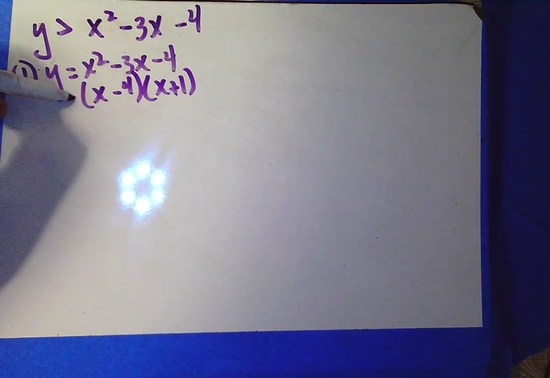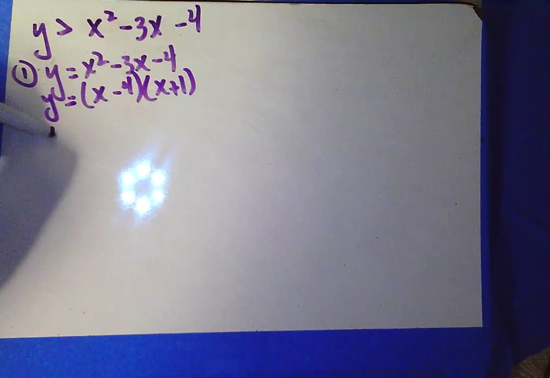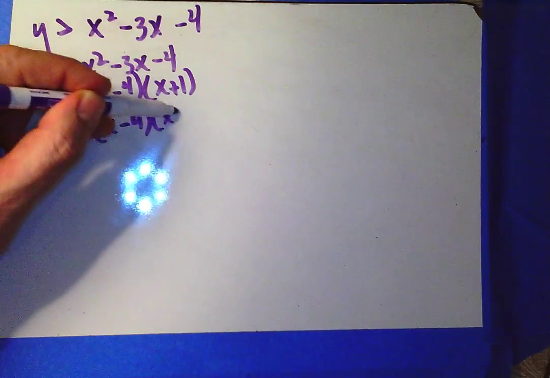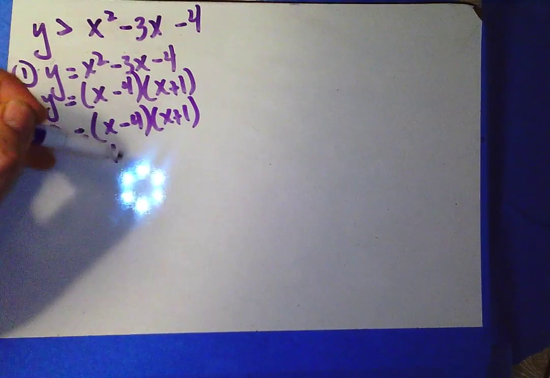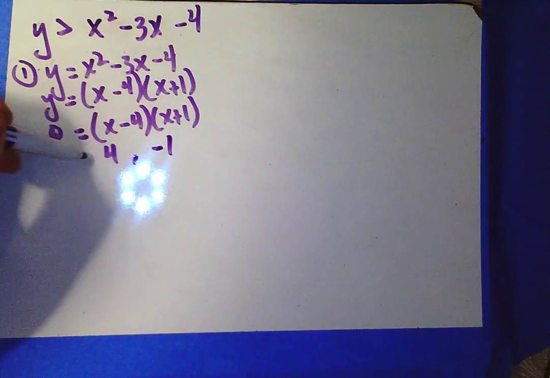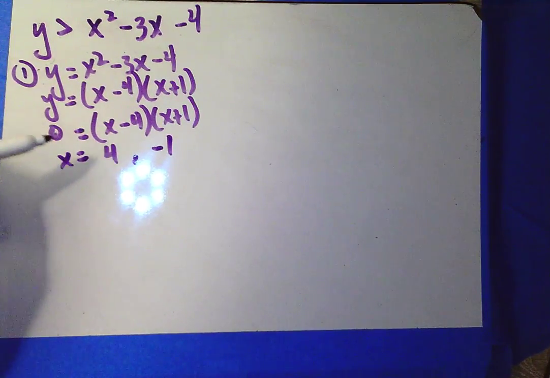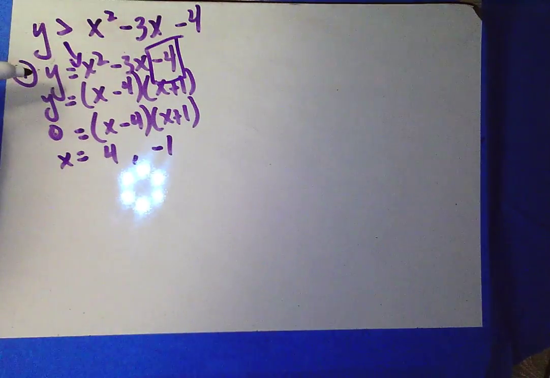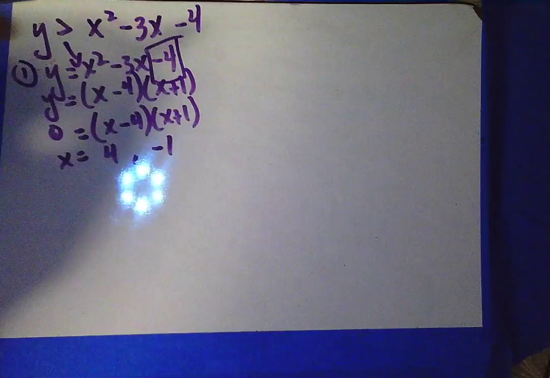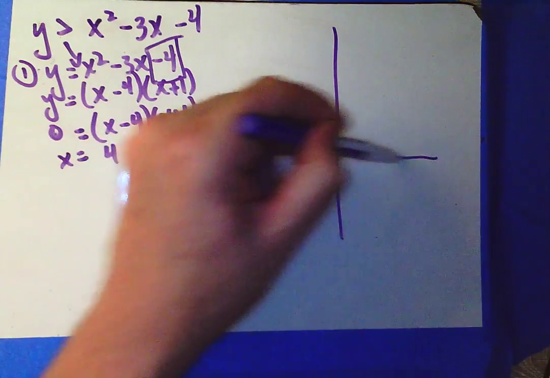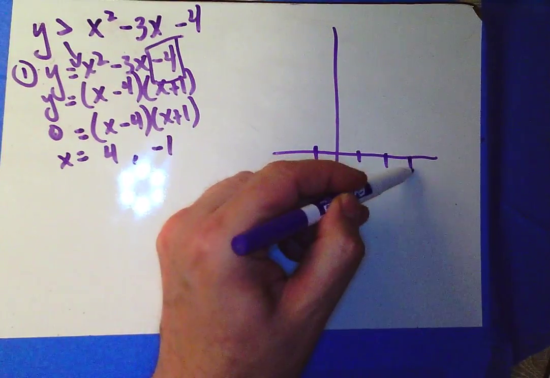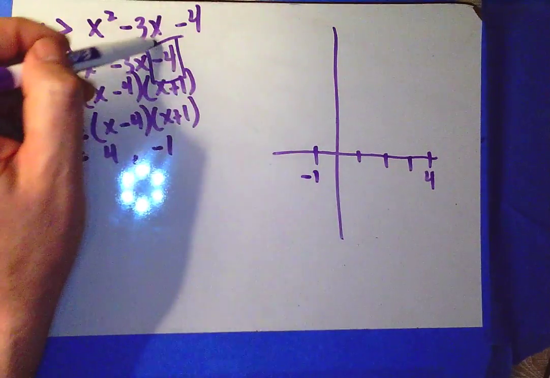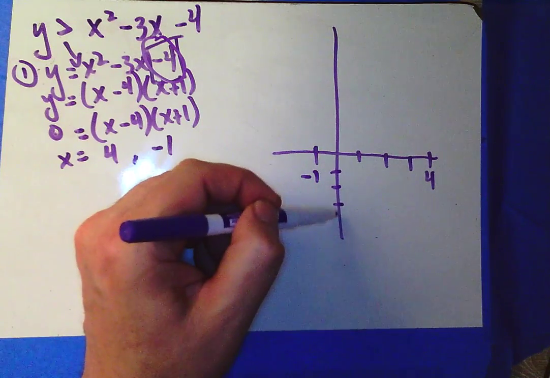And I'm going to notice then that my x-intercepts, if I plug in y equal to 0, would be at positive 4 and negative 1. So I have some x-intercepts. I also have a y-intercept, and I know that this parabola points up. Okay, so let's graph what we know. Negative 1, 4, and negative 4 is the y-intercept.